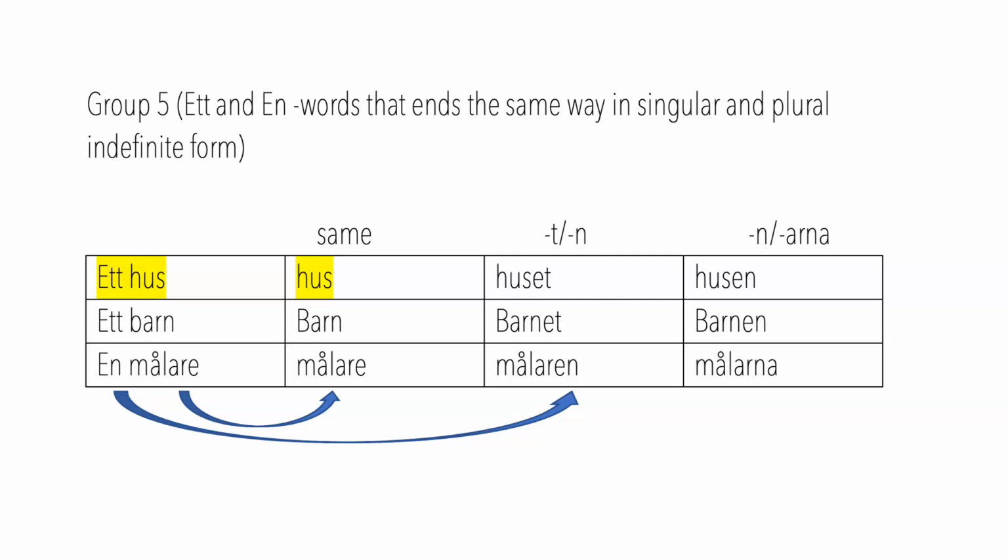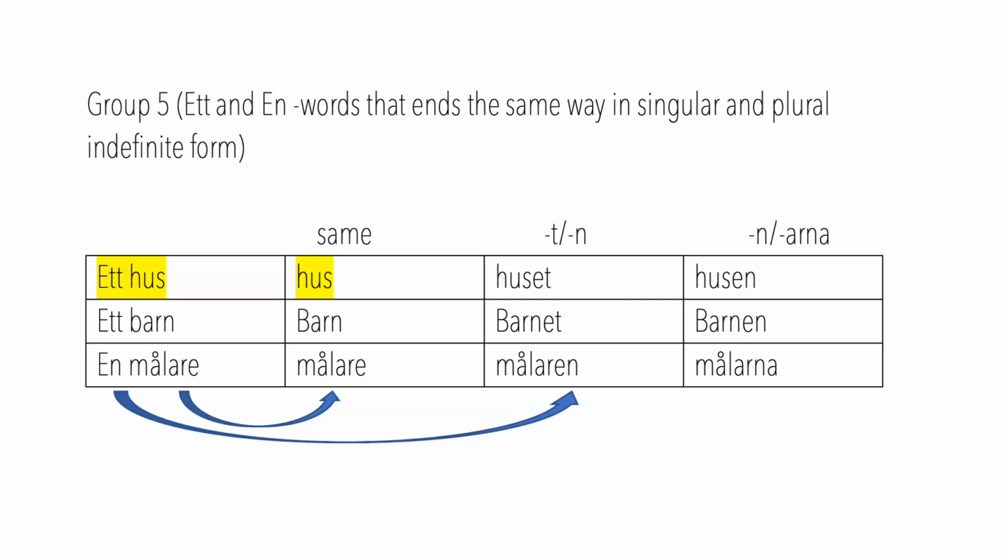Det huset, that house, becomes a T because it's an ett word. De husen, those houses, has an N ending because it's an ett word. So look at the next one, it's the same as the first one. Ett barn, a child. Flera barn, several children. Det barnet, that child. De barnen, those children.